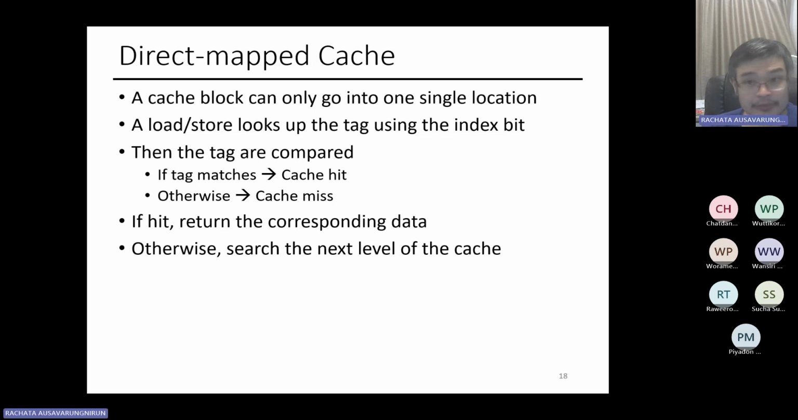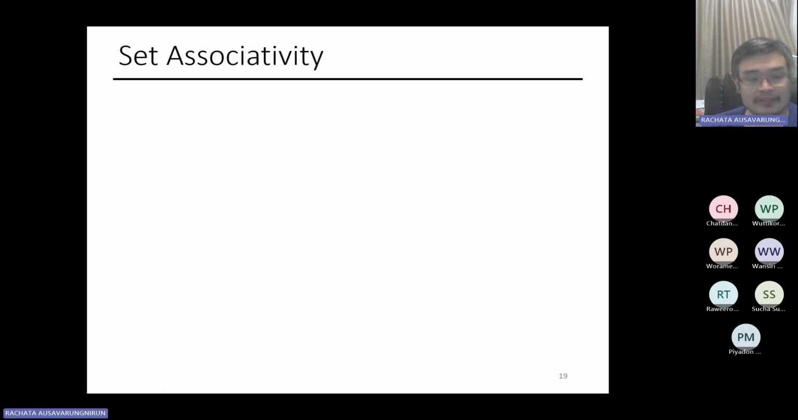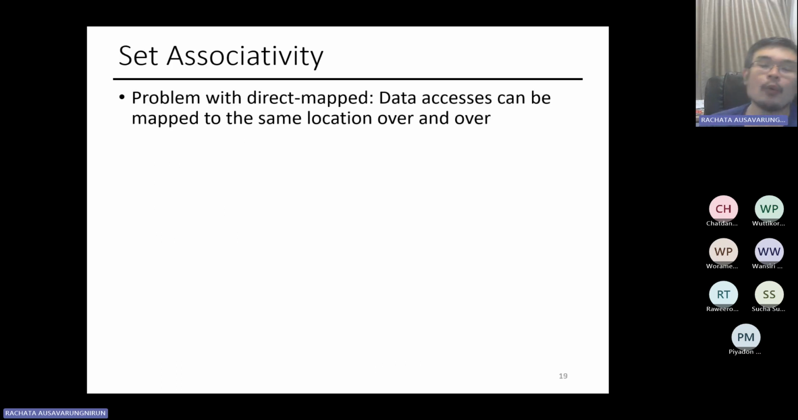Older machines will use the direct map cache a bit because it's simpler to design. Newer machines, not the case anymore. In newer machines, we have the set associative cache, which means that for each set, we have more than one block.